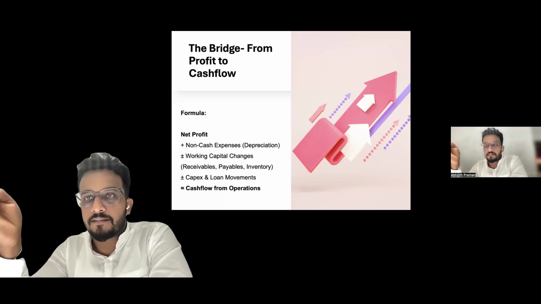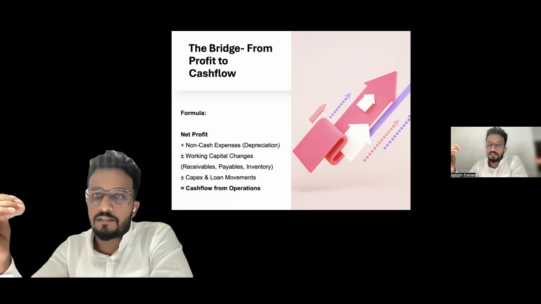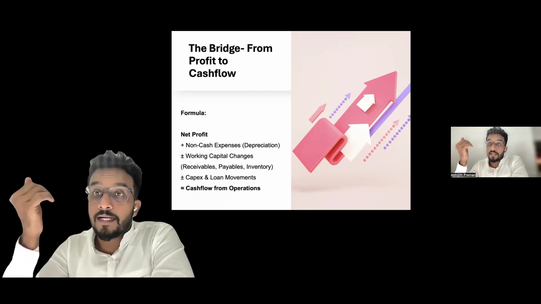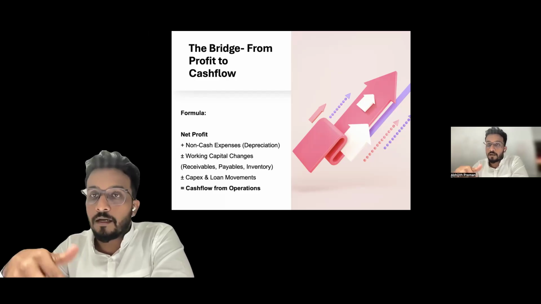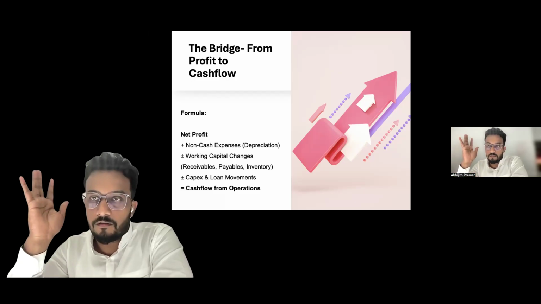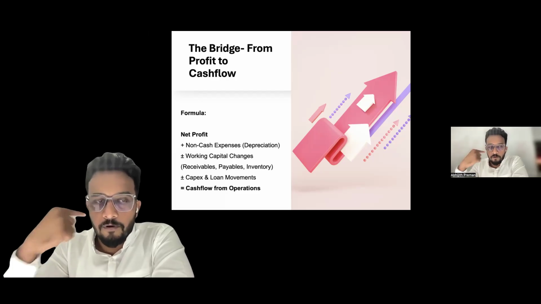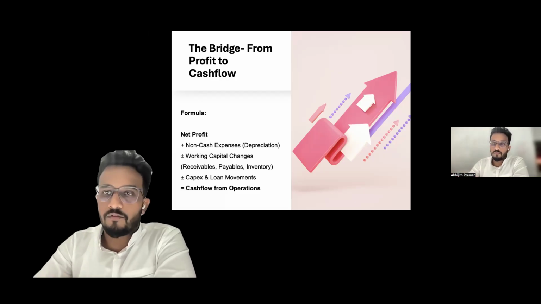For example, you are buying an asset, cash is going out. You need to minus it from the profit. You get a loan from your friend, 10 lakh rupees. Cash is coming into the business. You need to add it to the profit. So that is a cash income. When you do all this exercise, you have the cash flow from operations.